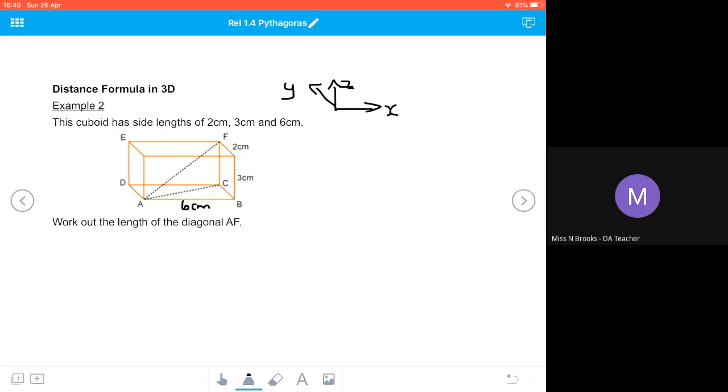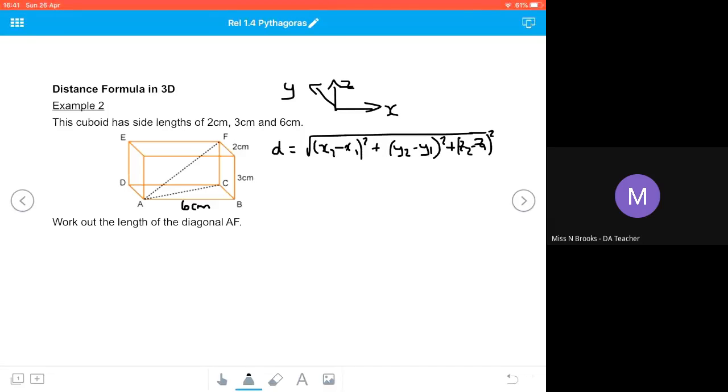So instead of it being x2 minus x1 all squared plus y2 minus y1 all squared, in 3 dimensions, the formula is going to become the square root of x2 minus x1 all squared plus y2 minus y1 all squared plus z2 minus z1 all squared. So how do we get the coordinates?